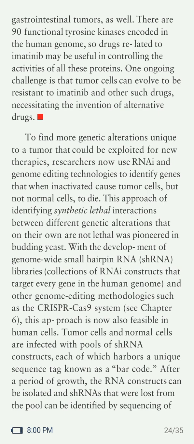not lethal. It was pioneered in budding yeast with the help of the development of genome-wide small hairpin RNA, shRNA, libraries, collections of RNAi constructs that target every gene in the human genome, and other genome editing methodologies such as the CRISPR-Cas9 system. This approach is now also feasible in human cells.